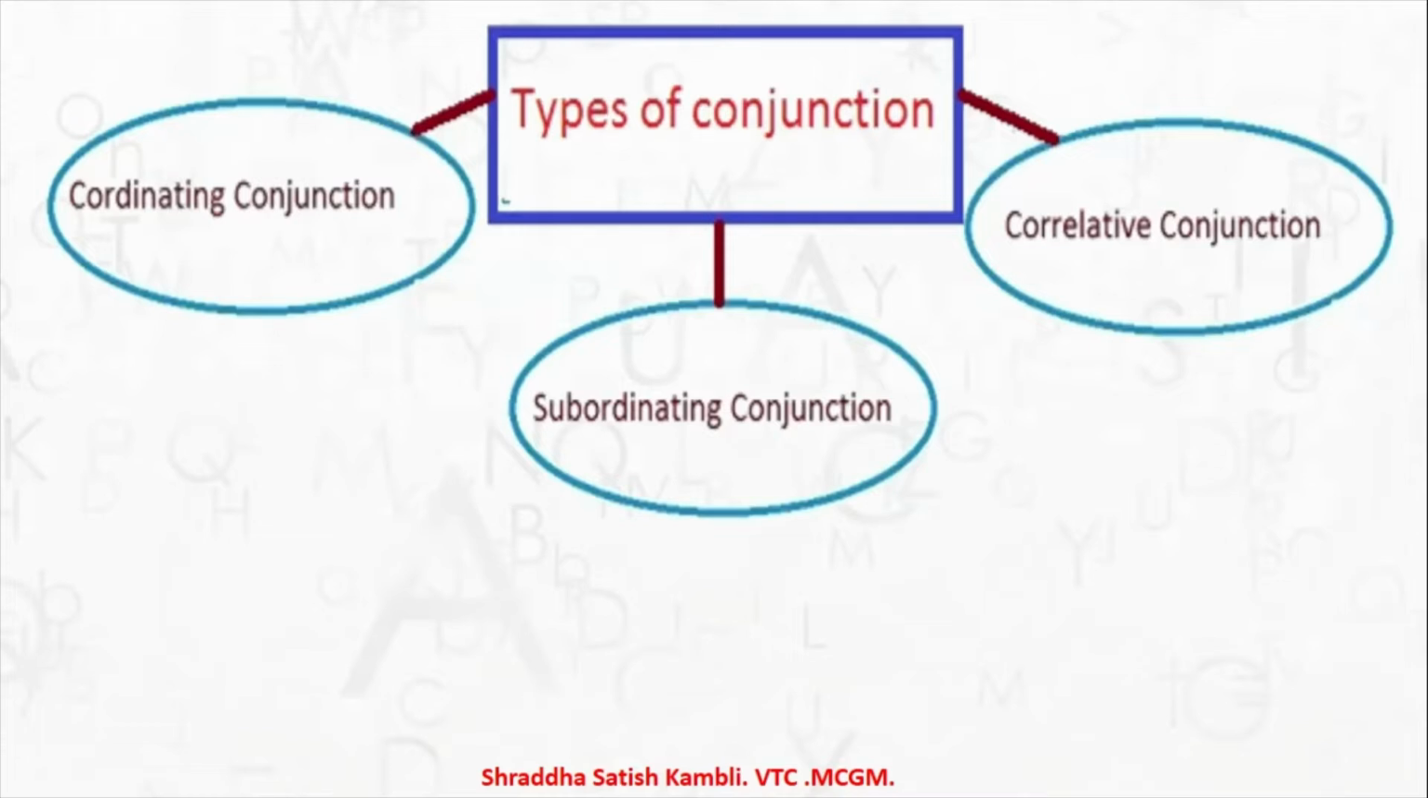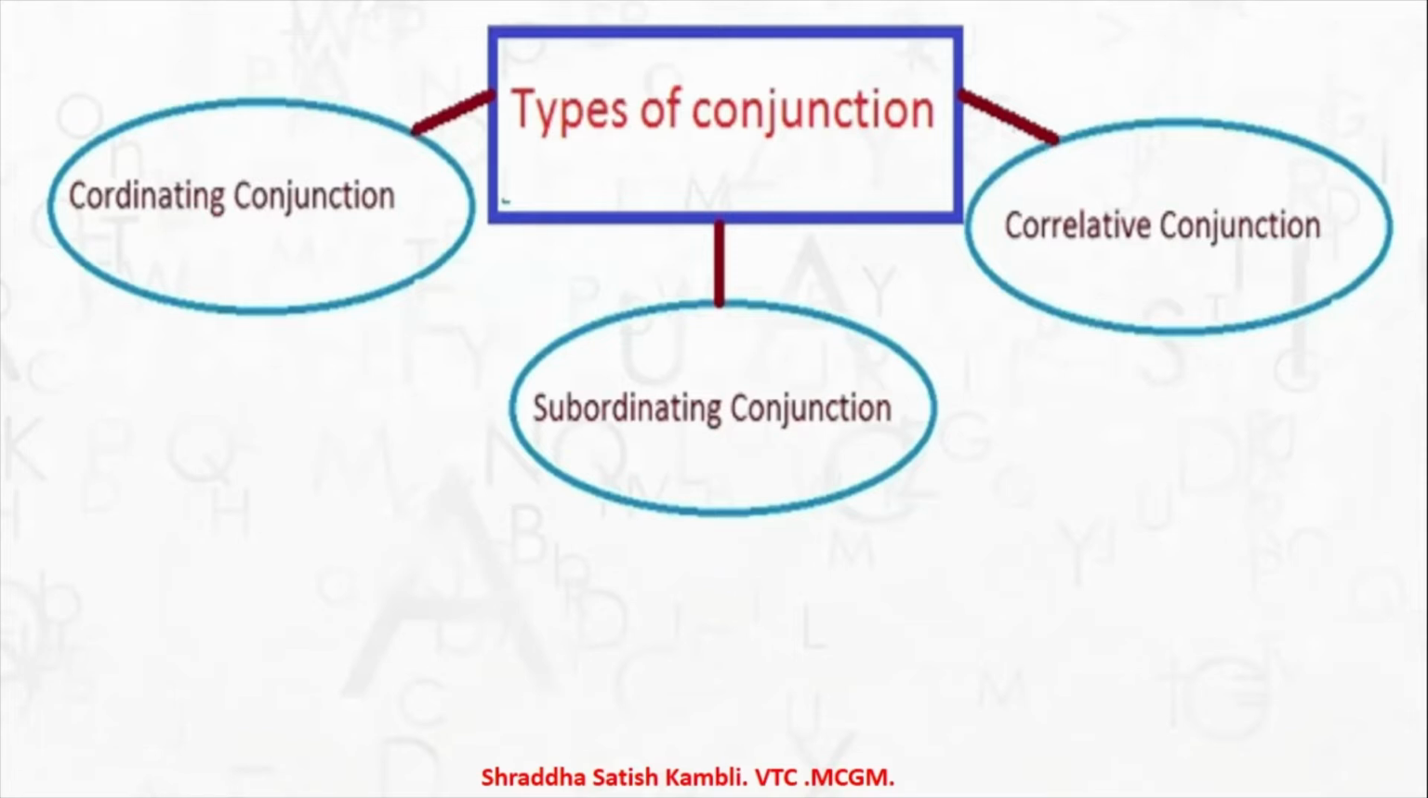Conjunctions can also be put into various categories. So which are the categories of conjunctions? We have three types of conjunctions broadly. The first one is coordinating conjunction. The second one is subordinating conjunction, and we have correlative conjunctions.